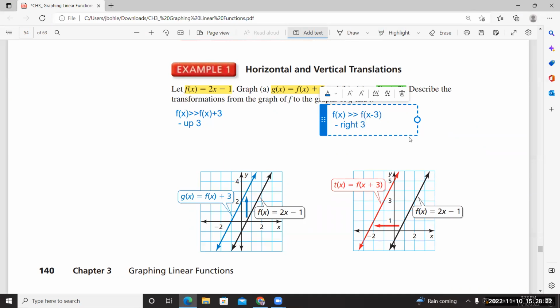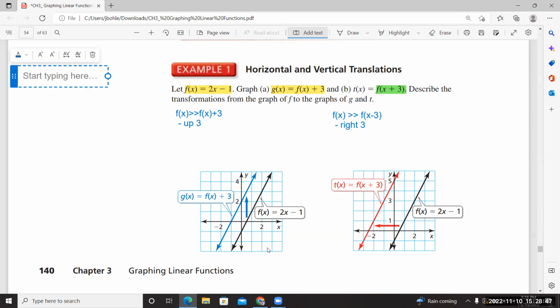Now, I know we think minus 3 would move it to the left because we associate moving to the left with negative and right with positive, but this is honestly a little backwards. Okay, so if I take a function f of x and I minus 3 on the inside of the function notation, it's going to move it right 3. If I take a function notation and I add 3 on the outside, it's going to move it up 3.